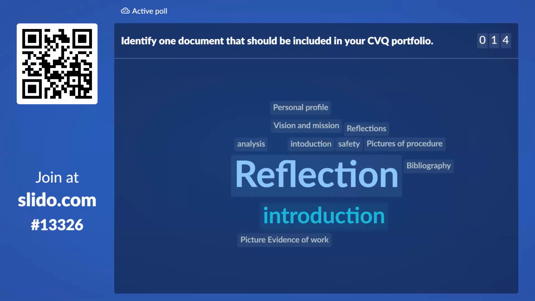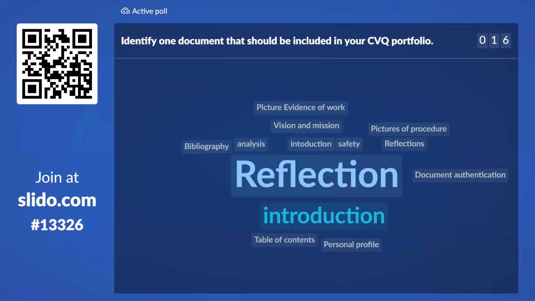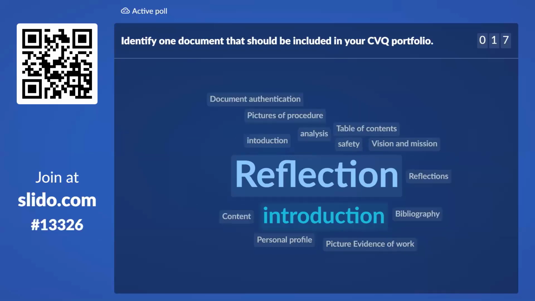Pictures of the procedures. I said colleagues, but they're really my students and candidates. So I've been using colleagues over the last 2 days because I was interacting with my colleagues, but students and candidates. Yes, bibliography. Yes. Table of contents. Yes.